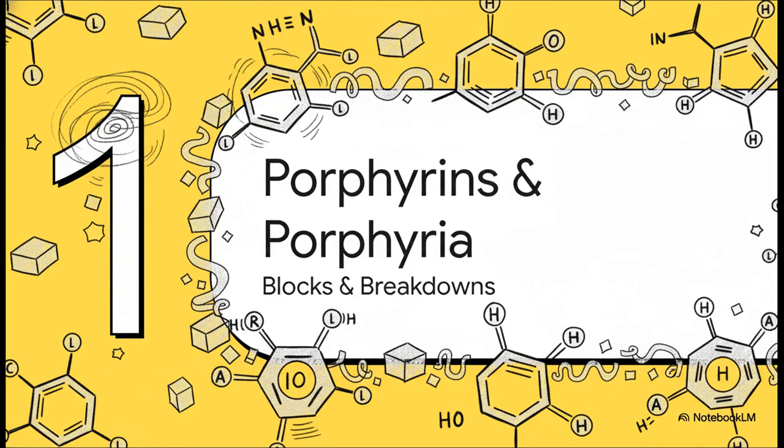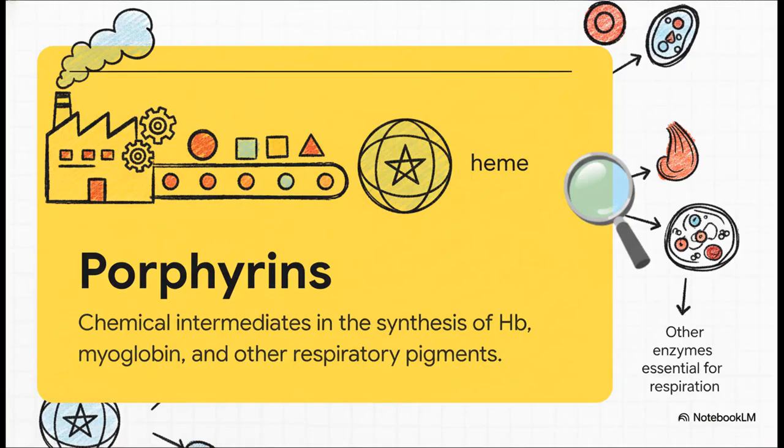Okay, let's lay the foundation. Before we can even think about diagnosing a problem, we've got to understand how things are supposed to work. And at the very heart of this whole story are these molecules called porphyrins. I want you to picture a factory. Inside, there's a really important assembly line that's building a critical component called heme. Well, porphyrins are all the different parts created along that assembly line.